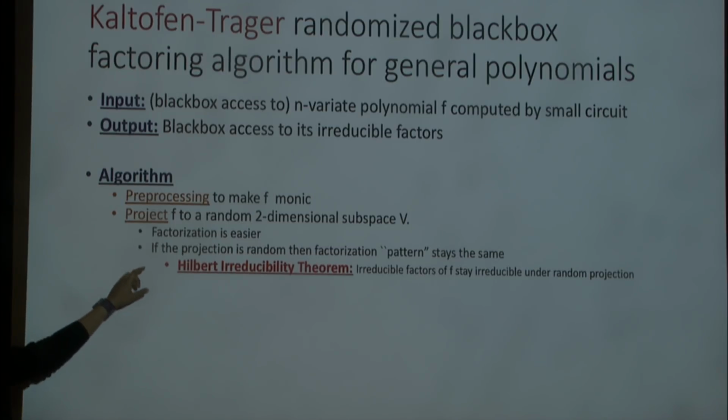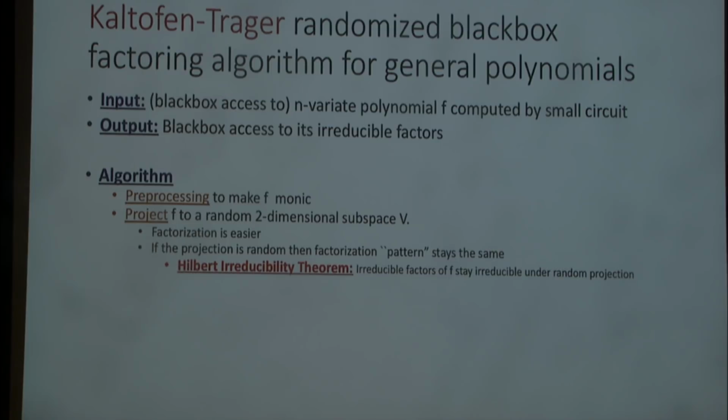And the crucial ingredient in the proof of Kaltofen-Trager is the Hilbert irreducibility theorem, which says that if this projection was a random projection, then if you start with an irreducible polynomial and you project it to a random 2-dimensional space, the irreducible polynomial will remain irreducible.